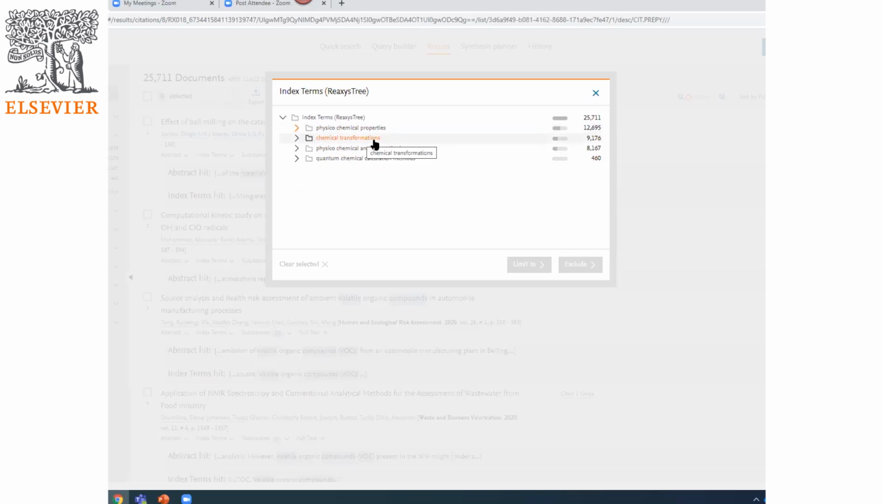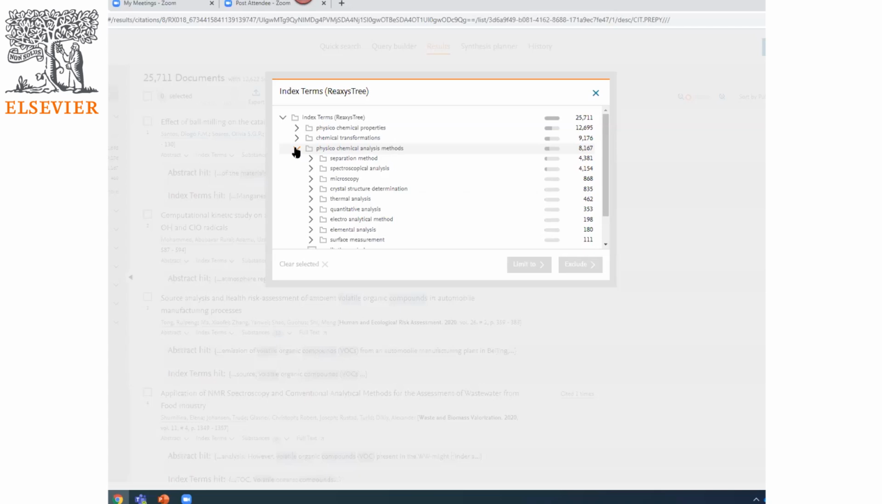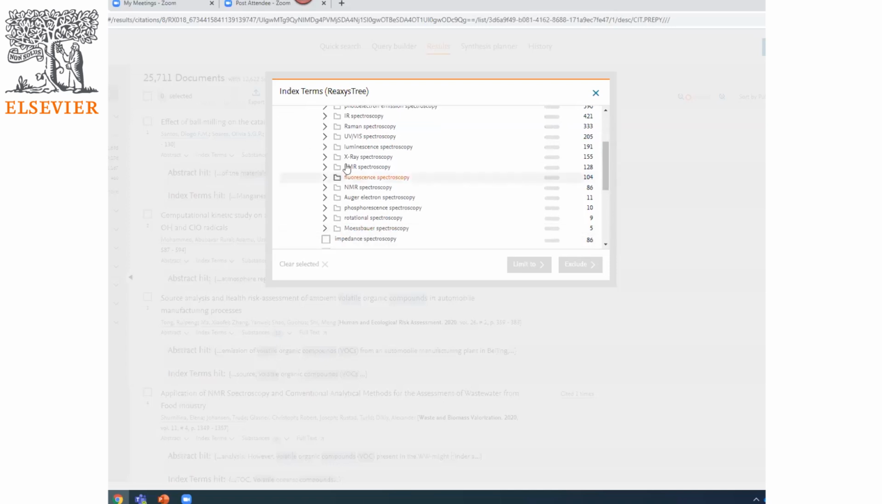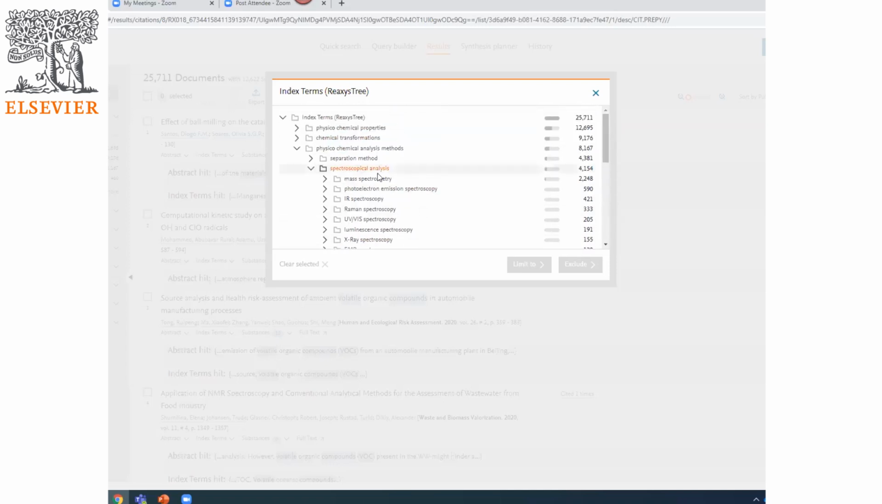The second branch is chemical transformation. From this branch, you can understand how exactly people transform them. Physicochemical analysis gives you insight into what kind of analytical techniques, including chromatography, are used. The first one is separation methods, meaning chromatography. Here it is, chromatography. Spectral analysis. So if you're interested in some very specific spectral method, this document search is the best case for you.